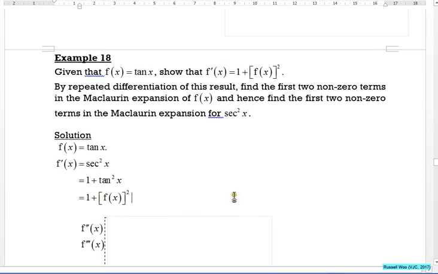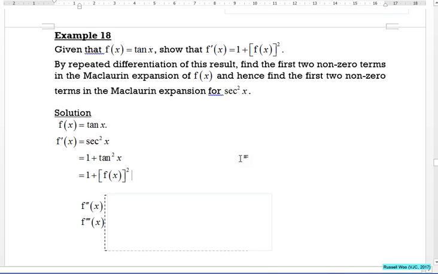Alright, example 18. Given that f(x) is tan x, show that f'(x) is 1 plus f(x) squared. This one is DIY, okay? Here they are, DIY. Not difficult, just take 30 seconds.